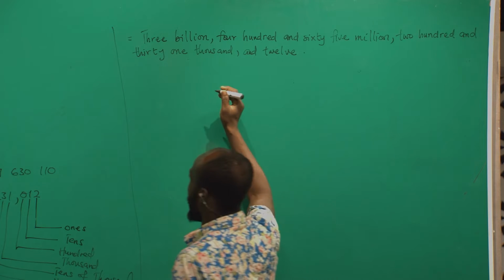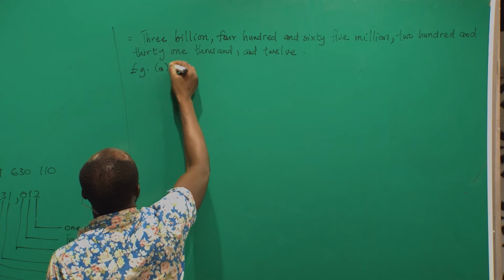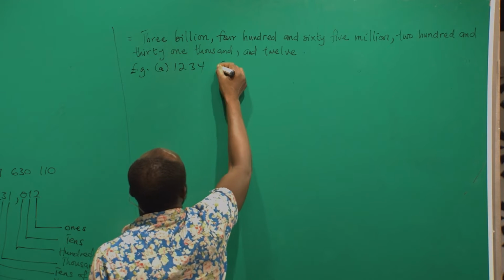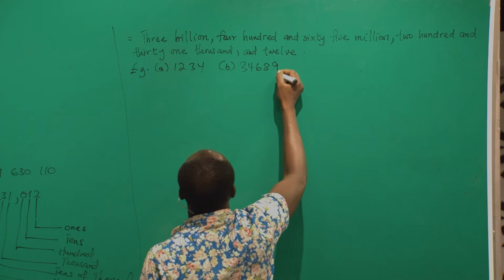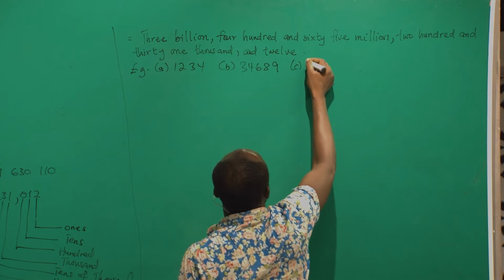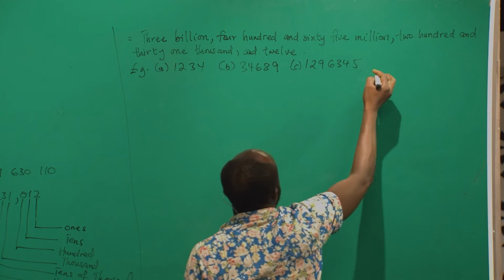So now let's take an example. Let's take some exercise. An example, let's say A, B, C, and D.